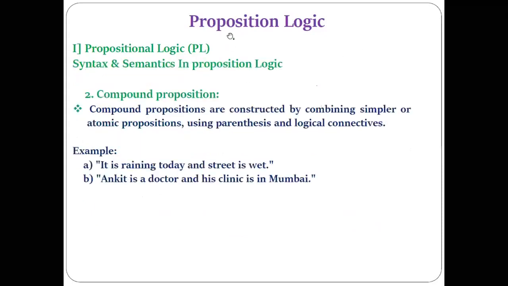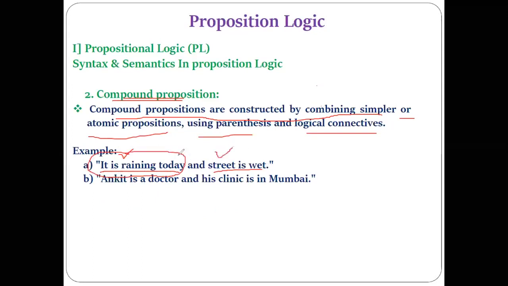Now the second category is the compound proposition. Compound propositions are constructed by combining simple or atomic propositions using parentheses or logical connectives. Now see here, what example is this? It is raining today and the street is wet. If you consider just the first statement only, forget about the second, then it is an atomic proposition, yes or no?